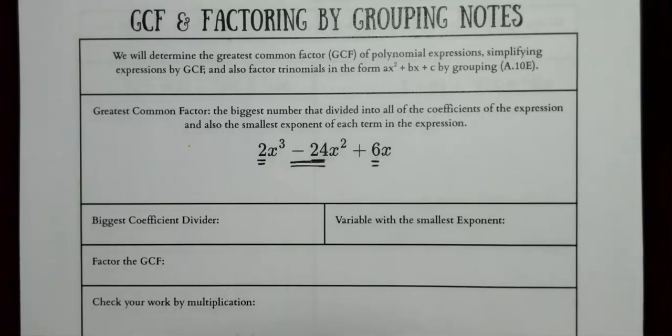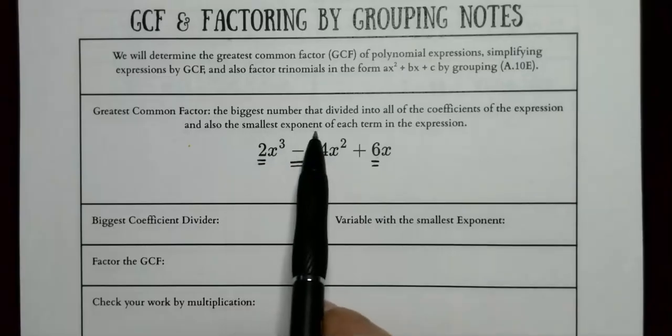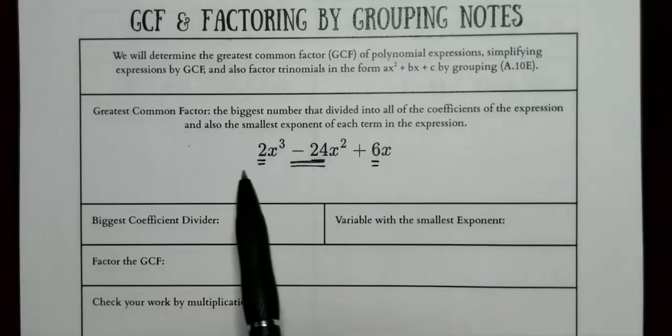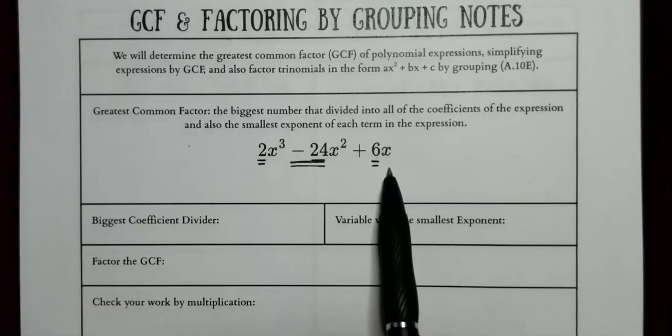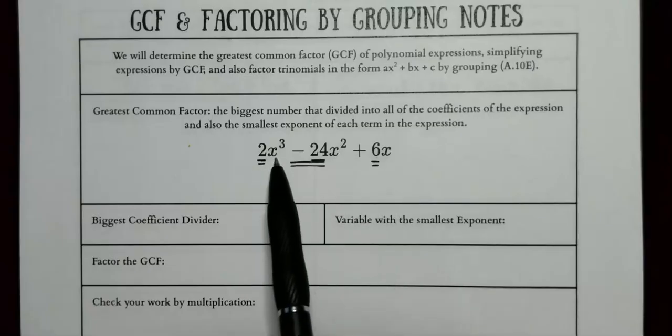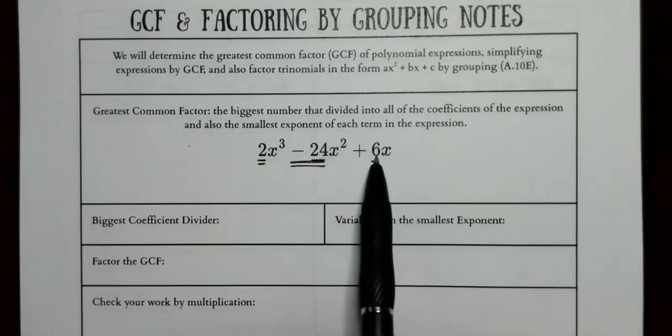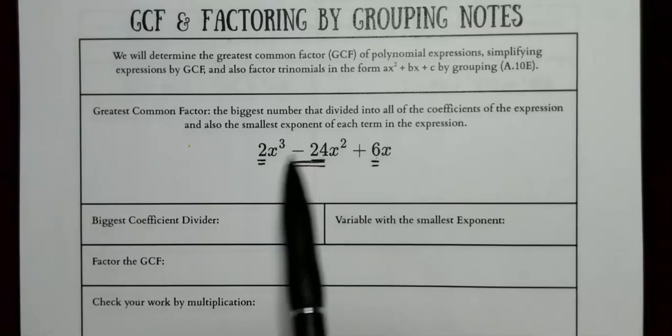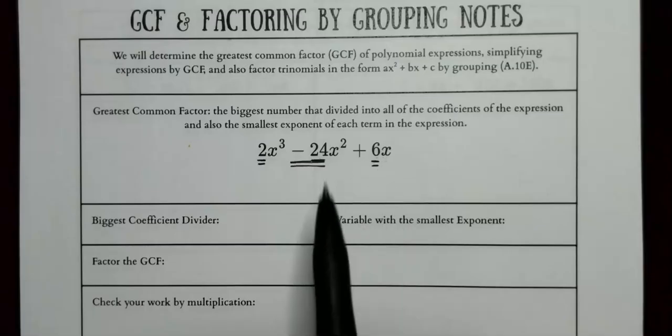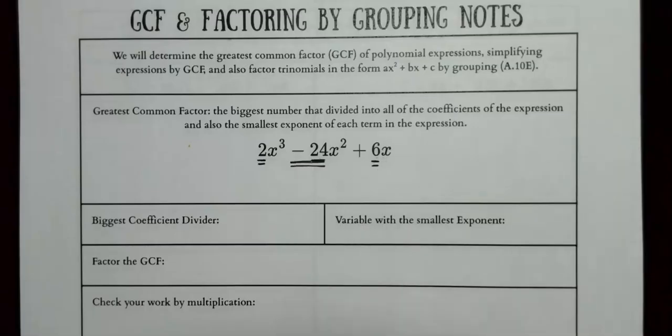The second part to finding the greatest common factor is that if they all have the same letter, or in this case the same variable, then we need to find the smallest exponent of the three. In the same polynomial expression, the 2 does have an x, the negative 24 does have an x, and so does the 6. So if all three of these terms have the same variable, we're going to find the smallest exponent.